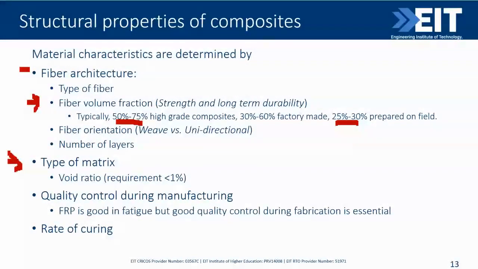And an important part for the matrix is the void ratio. Often it cannot be a porous material, so the void ratio must be less than 1%, which is quite a strict requirement. The quality control during manufacturing is vital, essential. To achieve good fatigue properties, the control of the manufacturing is important.